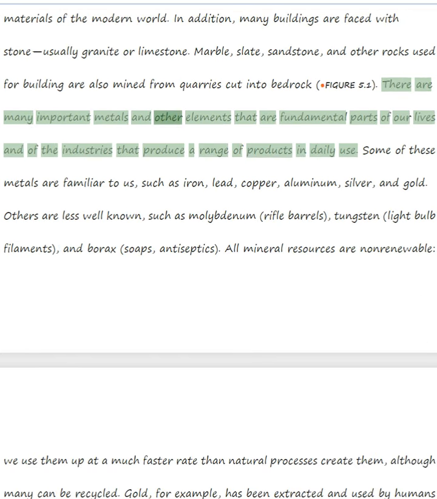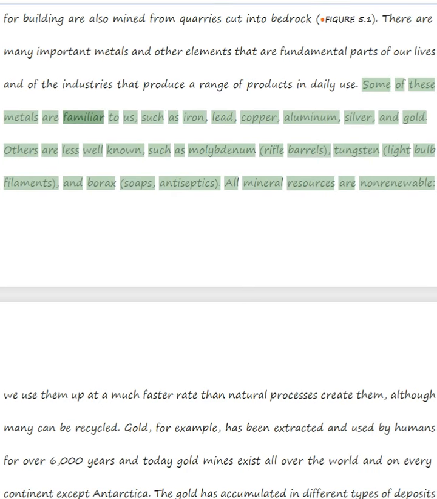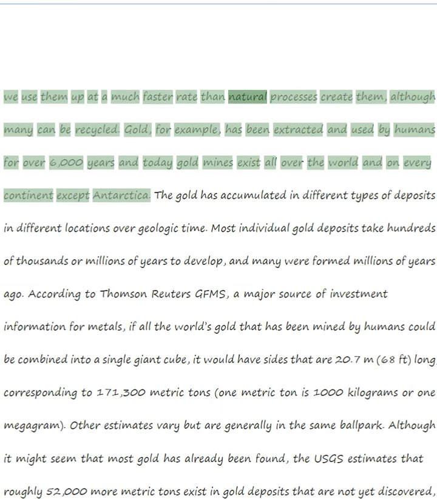There are many important metals and other elements that are fundamental parts of our lives and of the industries that produce a range of products in daily use. Some of these metals are familiar to us, such as iron, lead, copper, aluminum, silver, and gold. Others are less well known, such as molybdenum, tungsten, and borax. All mineral resources are non-renewable. We use them up at a much faster rate than natural processes create them, although many can be recycled. Gold, for example, has been extracted and used by humans for over 6,000 years, and today gold mines exist all over the world and on every continent except Antarctica.